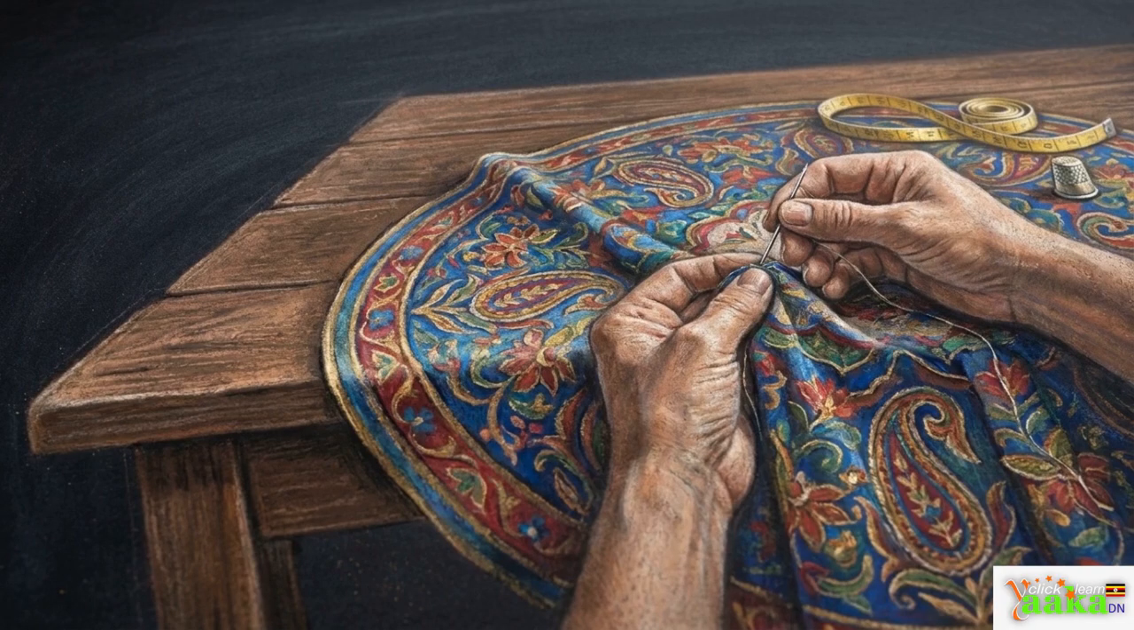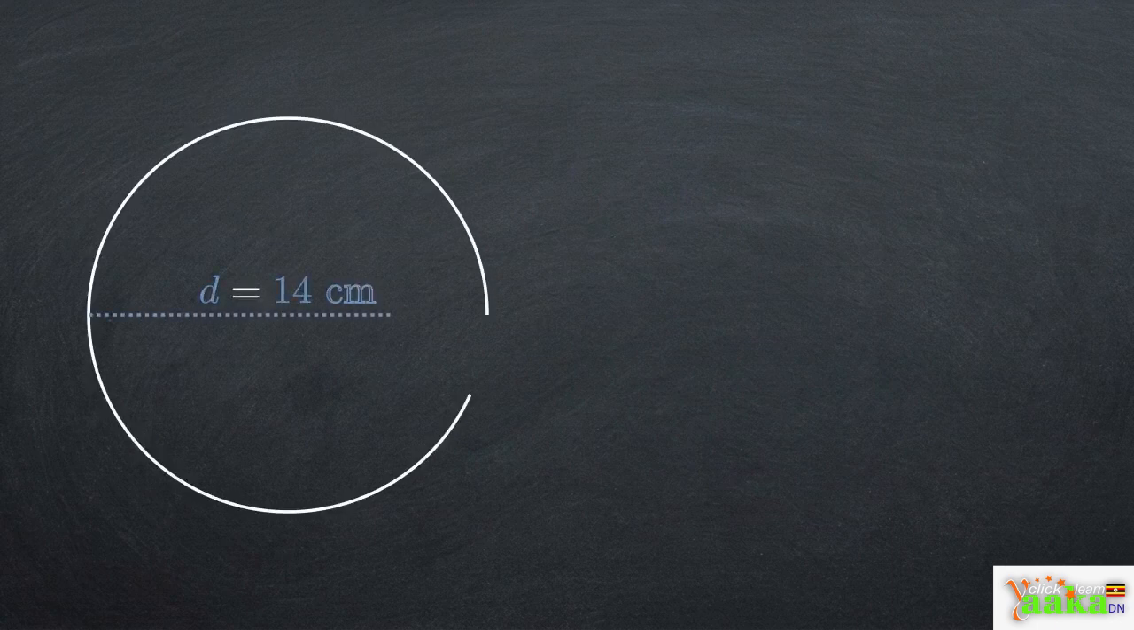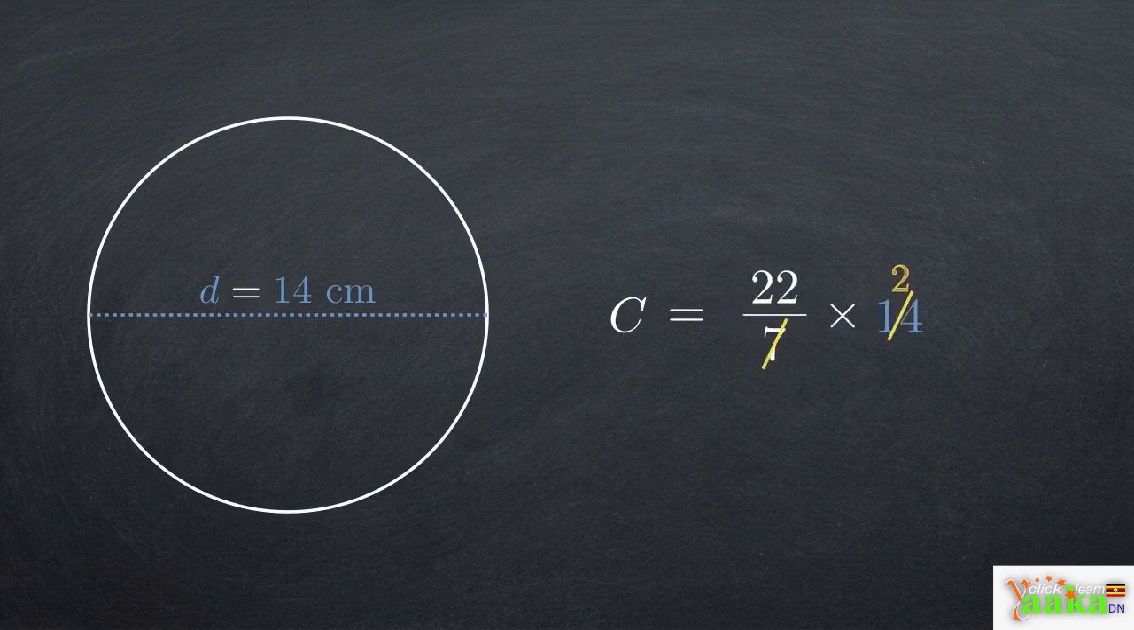Imagine you are a tailor who needs to sew a ribbon around the edge of a circular tablecloth. To know how much ribbon to buy, you need the circumference. Our tablecloth's diameter is 14 centimeters. The formula is circumference equals pi times diameter. Using 22/7, we multiply by 14. Simplifying by dividing 14 by 7 leaves 2. 22 times 2 gives a 44 centimeter circumference.